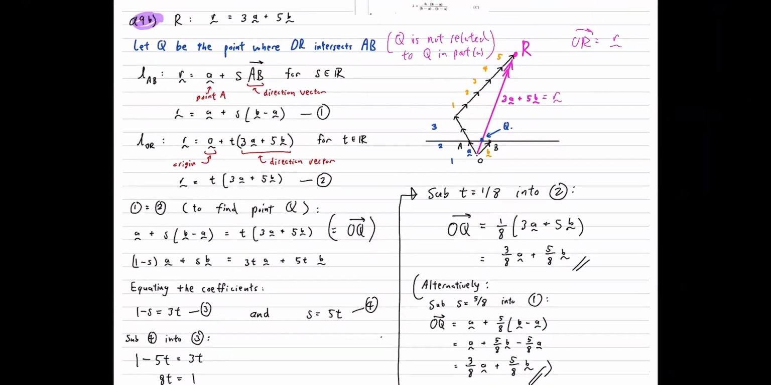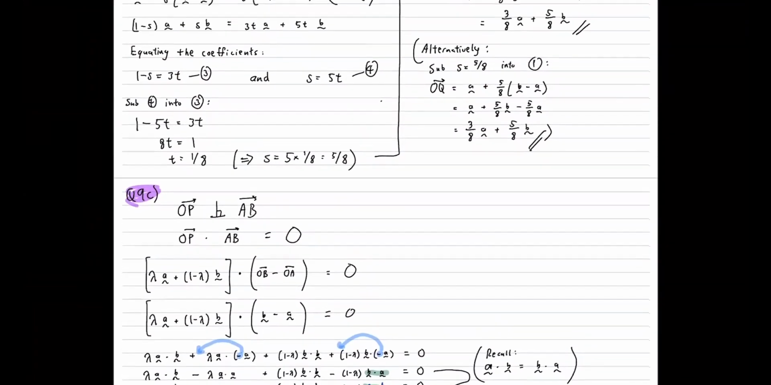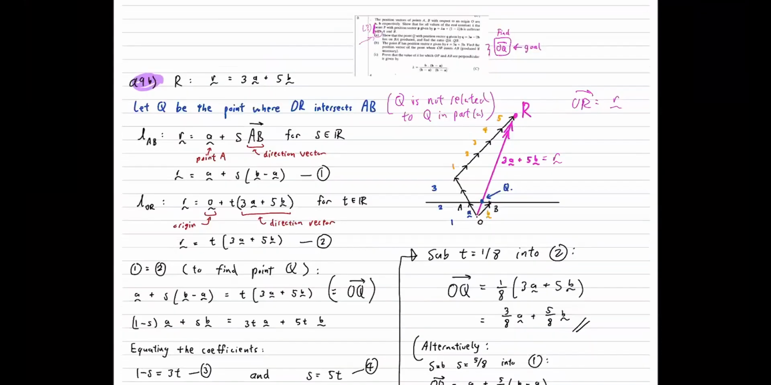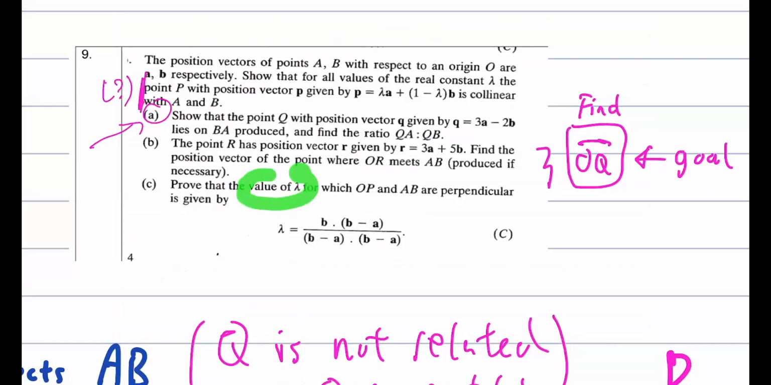For part B, we are not done yet. Still got part C. Let's move on. Super long-winded question. Let's move on to part C. Let's take a look. So part C, you want to prove that the value of lambda for which OP and AB are perpendicular is given by this formula.